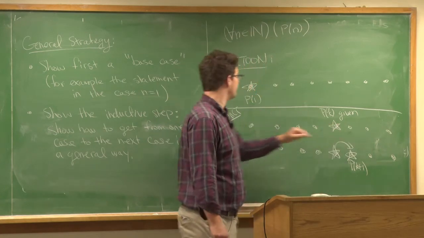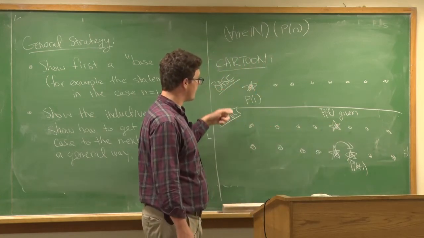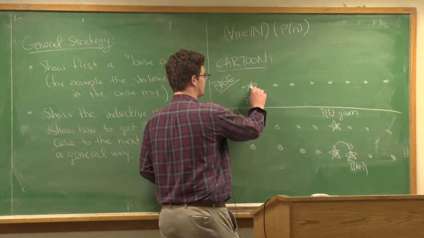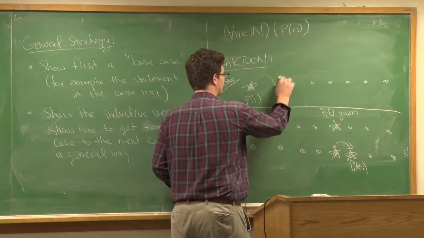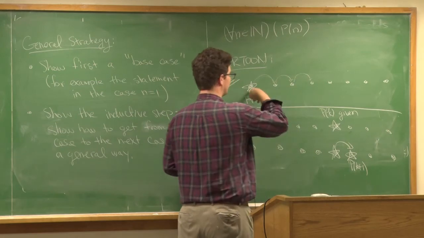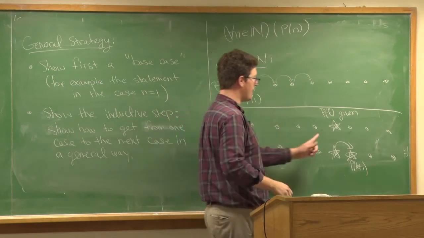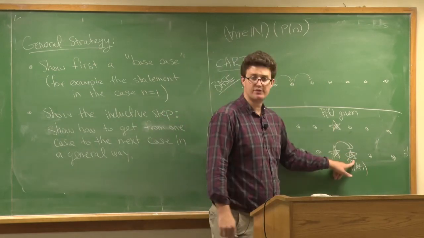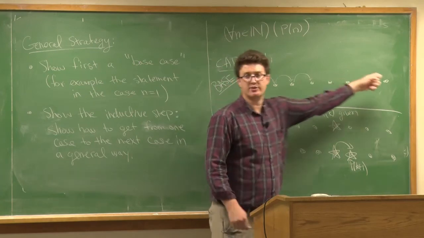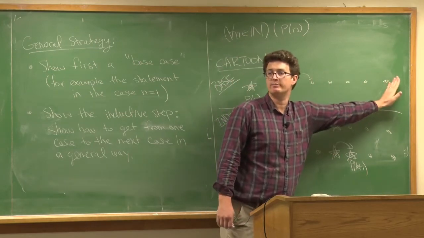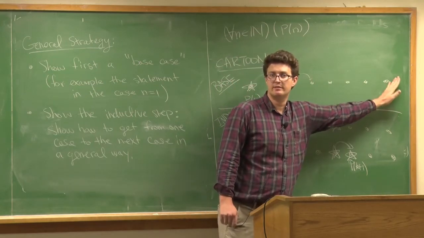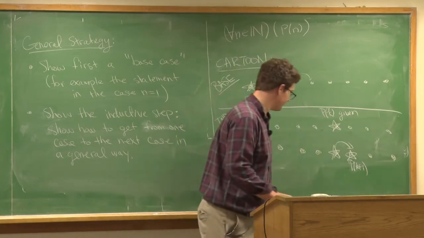Okay? So if we have this and we have this, I can just fill out this whole thing, right? If I know this one, and I know that this one gives me the next one, I just fill out this whole thing, and that makes it true for all of them. Do you guys get that? OK, so that's the idea behind it.